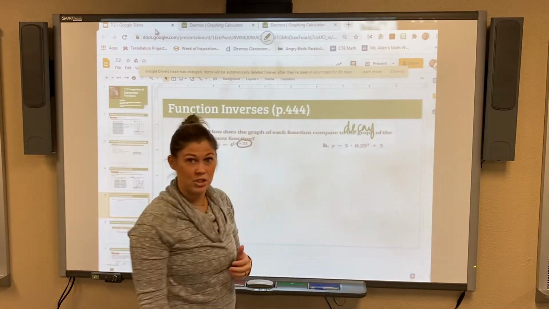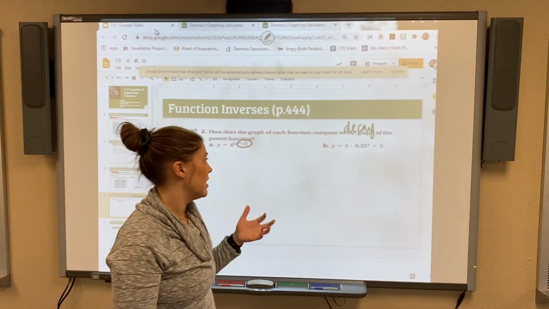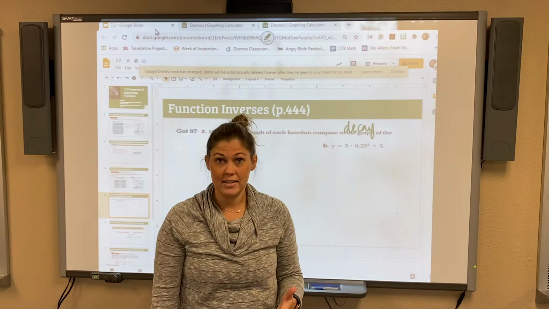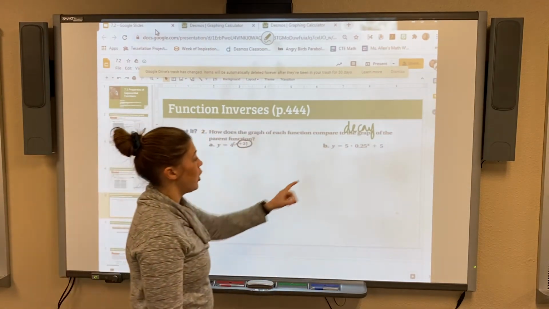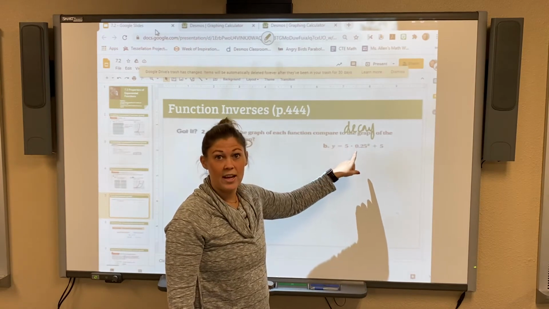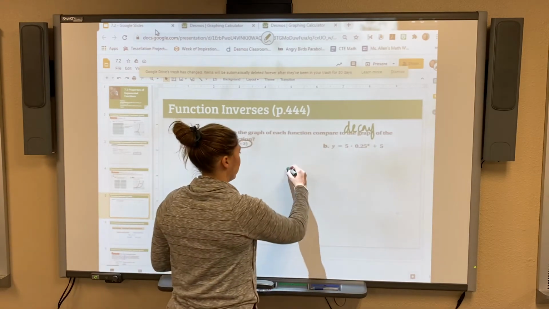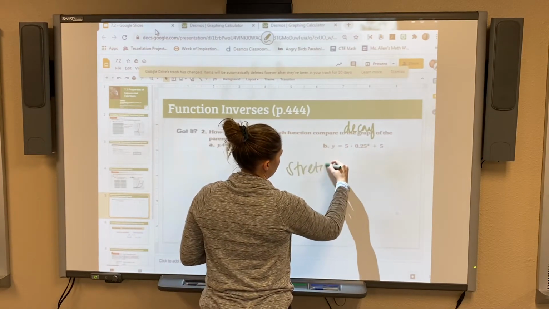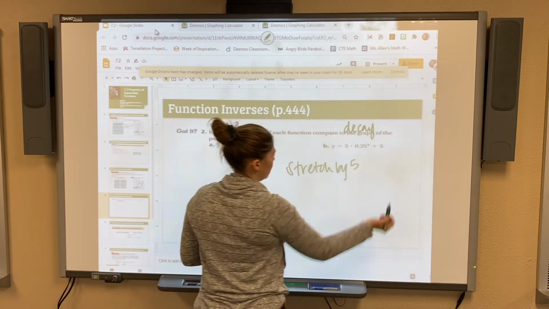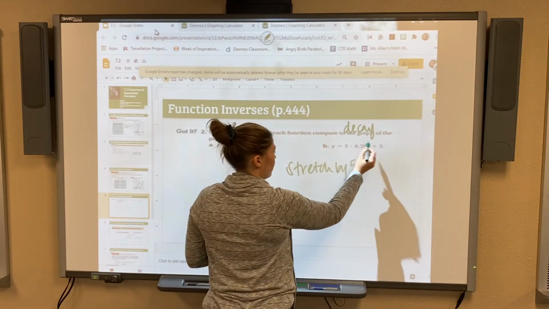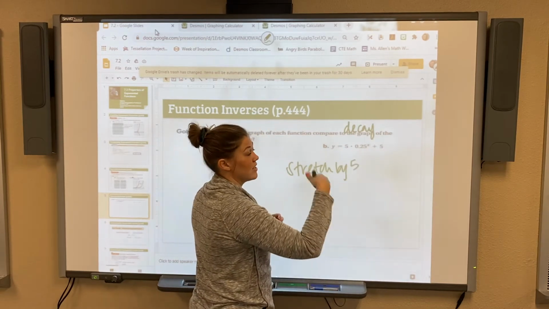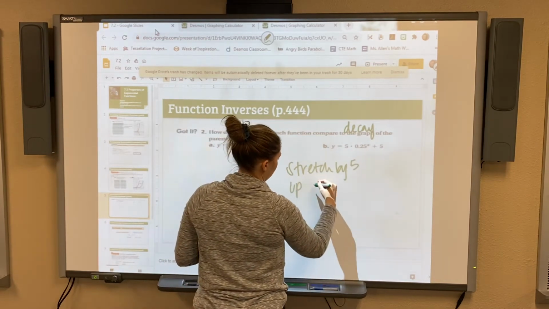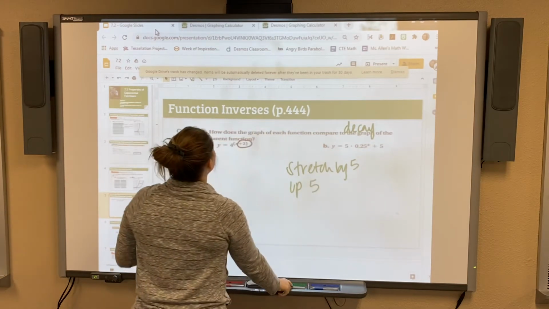Okay, this is an exponential decay. So our parent function is y equals 0.25^x. So it's just an exponential decay. Our 5 is our a. It's greater than 1, so this is a stretch by 5. Okay, 0.25 to the x power, we said that's a decay. And then the plus 5 is on the outside, that's our k, so this means it is translated up 5 units. So let's check it.